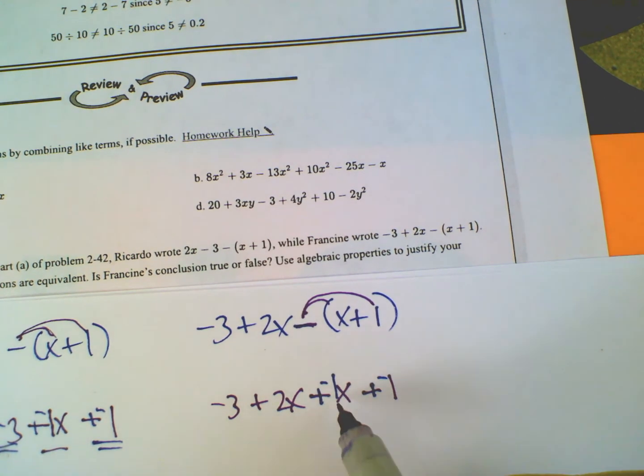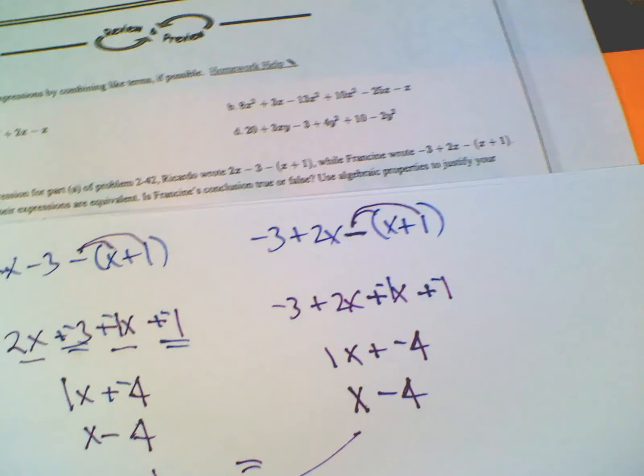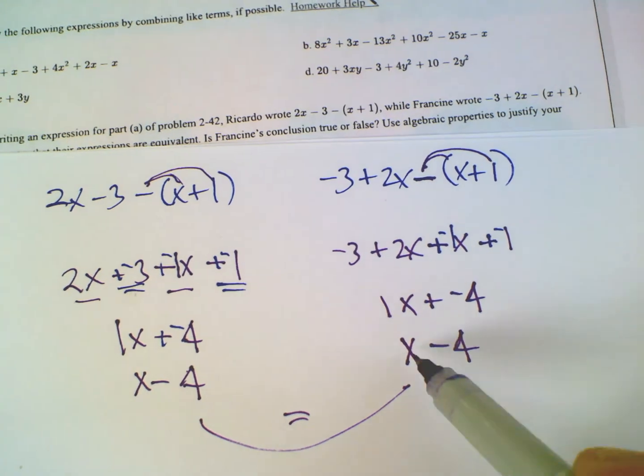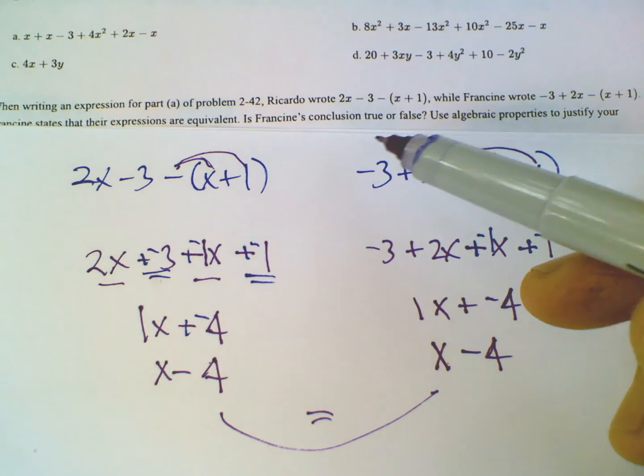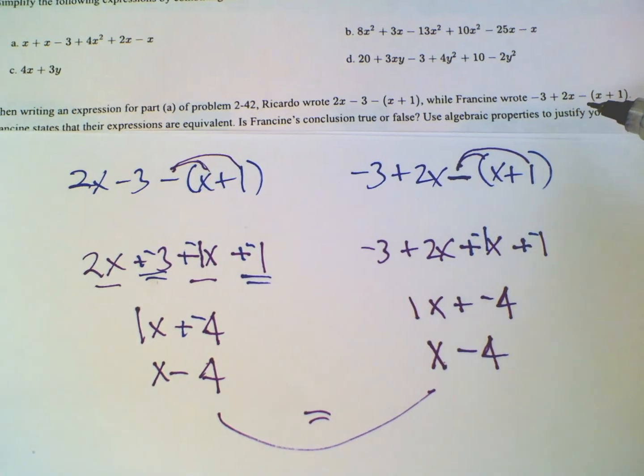Start with the x's: a positive 2x and negative 1x gives me a 1x, right? And then a negative 3 and a negative 1 gives me a negative 4. That can be simplified again. The 1 can go away, and it's just x minus 4. So sure enough, those two are equal. We get x minus 4 on this side, x minus 4 on this side. So Francine's conclusion is right.